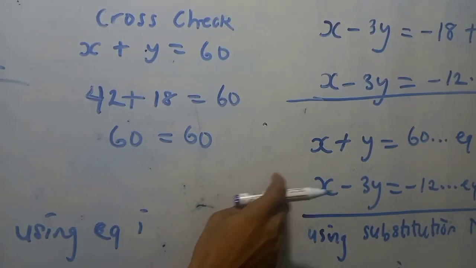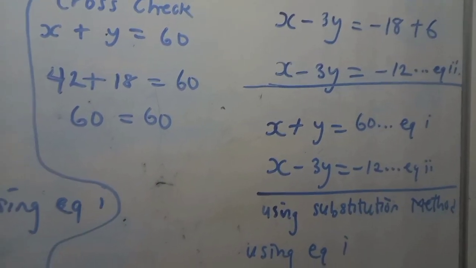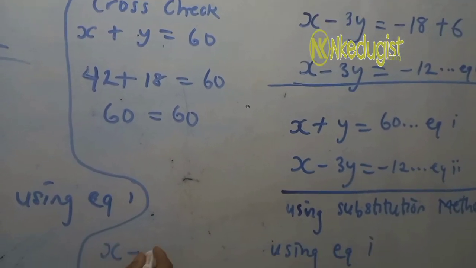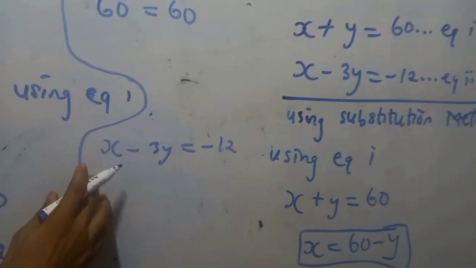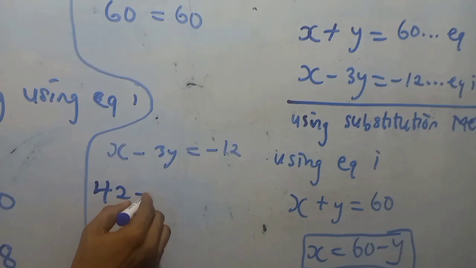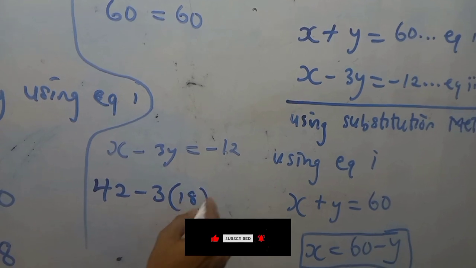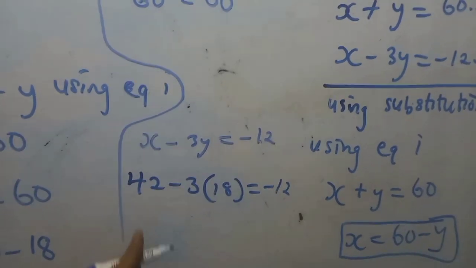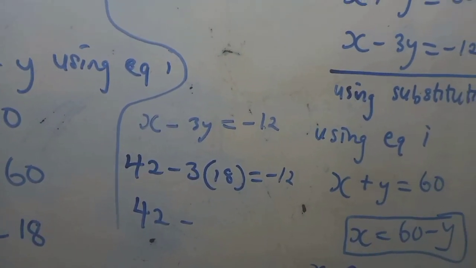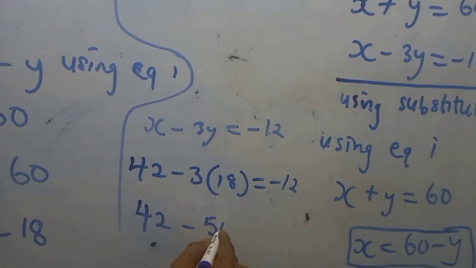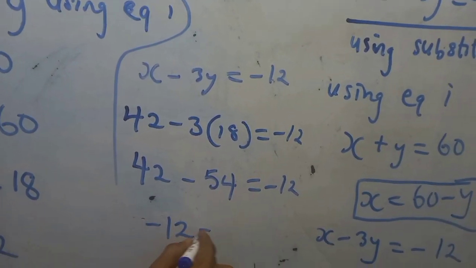So it's correct. Now let's try it for equation 2, just cross checking if we are correct on what we did here. So x minus 3y equals minus 12, right? Our x is 42 minus 3 multiplied by y, and y is 18, equals minus 12. We can then say 42 minus 3 times 18, which is 54, equals minus 12. So 42 minus 54 is minus 12, equals minus 12.